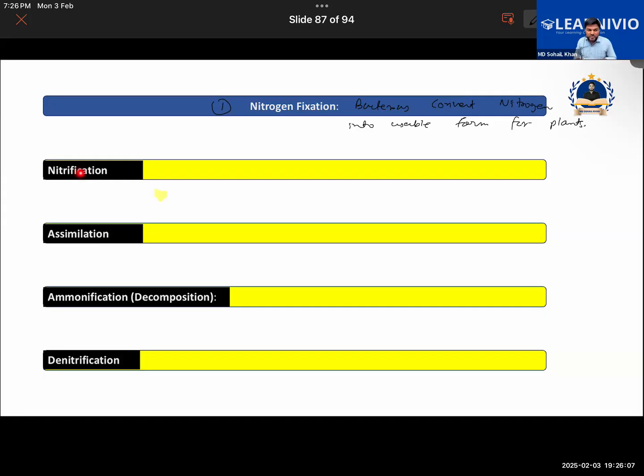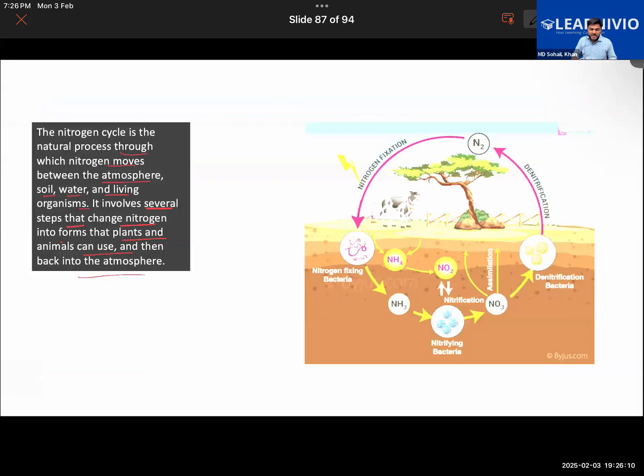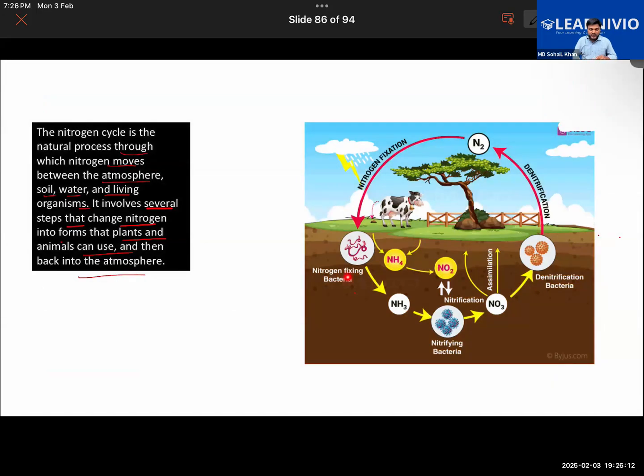Next is nitrification. In nitrification, what happens? Now the bacteria would be converting this ammonia right over here. This over here is the ammonia. So now the bacteria would be converting this ammonia into compounds like nitrates and nitrites. There are certain bacteria, the nitrifying bacteria, that will be converting ammonia into nitrates and nitrites.